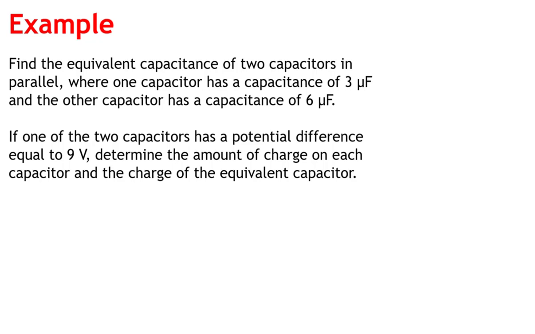Find the equivalent capacitance of two capacitors in parallel, where one capacitor has a capacitance of 3 microfarads, and the other capacitor has a capacitance of 6 microfarads. If one of the two capacitors has a potential difference equal to 9 volts, determine the amount of charge on each capacitor and the charge of the equivalent capacitor.